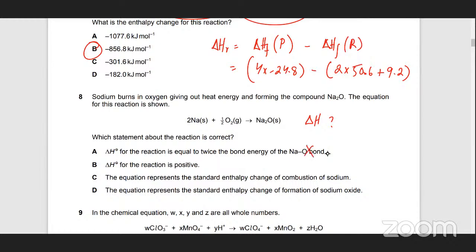The enthalpy for the reaction is positive. How do you know it's not positive? Because bonds are being made. But they're being broken as well. But you are breaking the oxygen bond. Because it is a combustion. The obvious thing is because it says so. Okay, it's giving out heat energy, so it's exothermic. It's written above. Okay, next: the equation represents the standard enthalpy change of combustion of sodium. Is that true?